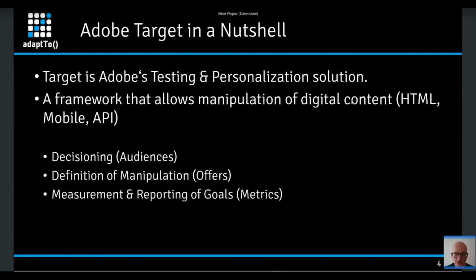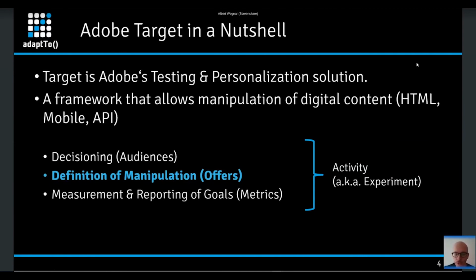And last but not least, we don't do this for fun. There's a goal behind it. So in an A/B test, you want to see, is the contender performing better than default, or do you have higher revenue from your personalization campaign? So you have to measure and report on your goals. And in Target, we call that metrics. And if you combine this all together, you get an activity or an experiment. It's like one of your campaigns in your Target.